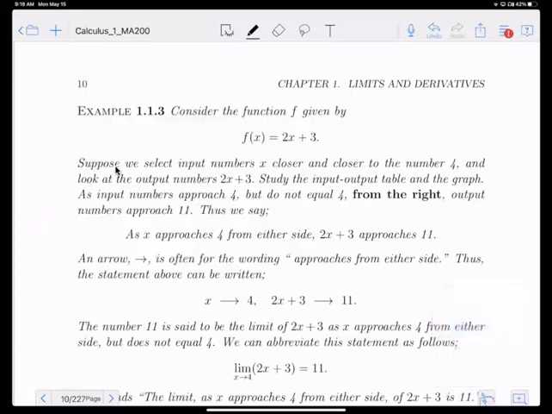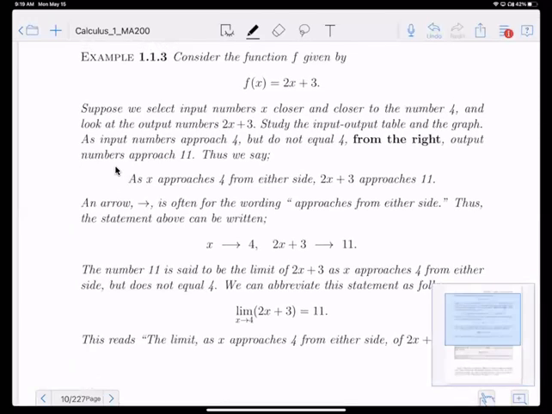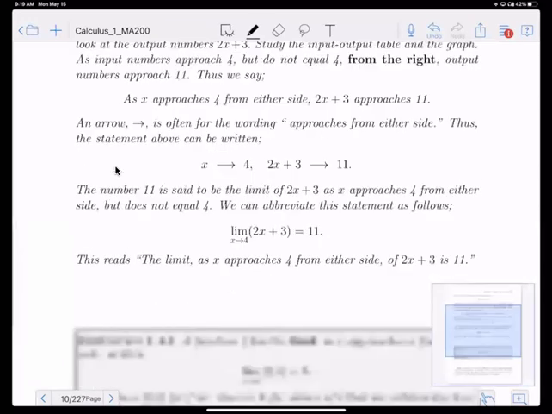So next page, we are writing a full explanation of how to find the limit of f of x equal to 2x plus 3. I leave you this page. You can just read over.